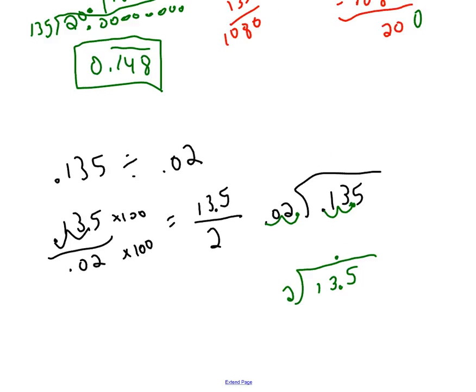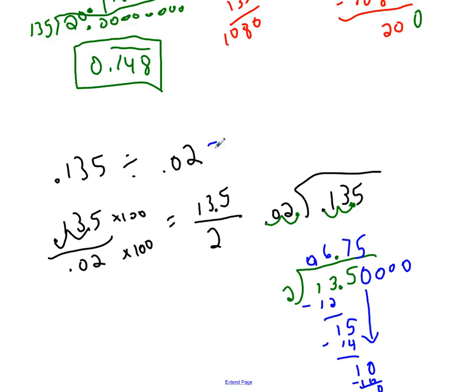Then I can go ahead. 2 doesn't go into 1. 2 times 6 is 12. Bring down the 5. 2 times 7 is 14. Tack on as many zeros as I want. Bring the 0 down. 2 times 5 is 10. Oh, I didn't need all those zeros because I don't have a remainder anymore. So 6.75. Very different answer from the reciprocal problem, right?